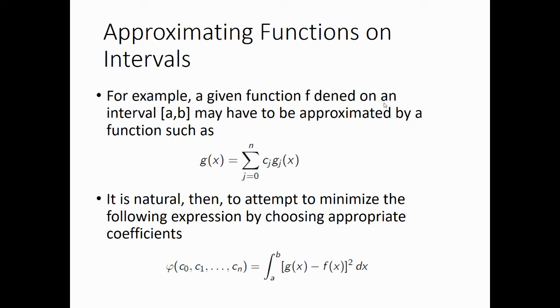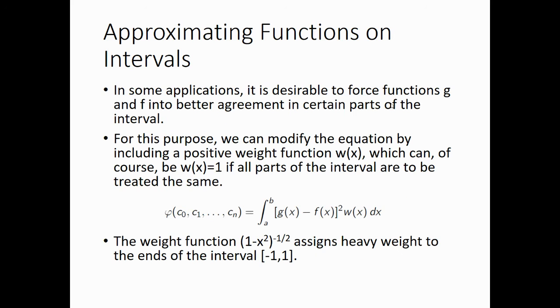We can also use the least squares principle to approximate functions on intervals. For example, given a function f defined on an interval [a, b], it can be approximated by functions such as g(x) equal to a sum of functions g sub j of x along with their coefficients c sub j. It's natural to attempt to minimize the error by choosing the appropriate coefficients, and that's generally one of the things that we've been doing with this principle.